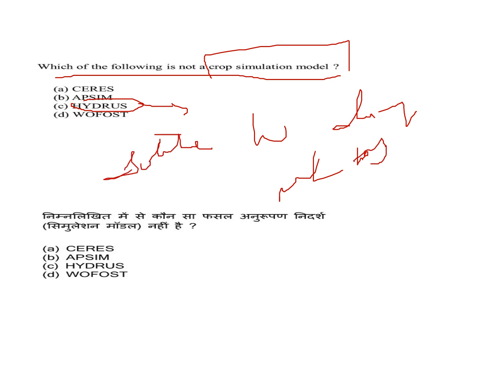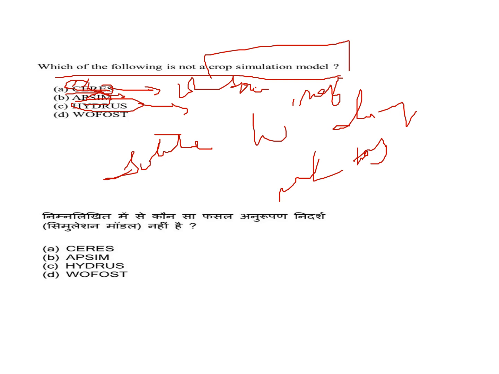Whereas CERES, if you abbreviate it, is Crop Environment Resource Synthesis. It is used to simulate growth and yield of specific crops like wheat, rice and maize. APSIM is the Agricultural Production Systems Simulator. It is for simulating agricultural systems for multiple crop production dynamics. CERES is for rice, maize and wheat growth and yield data simulation.